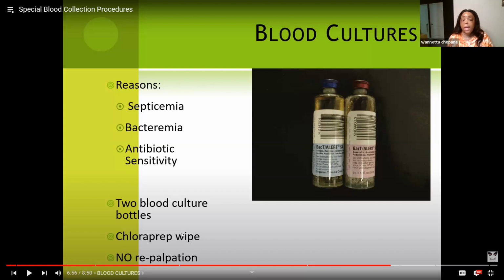But just know that the doctor is checking for septicemia or bacteremia or both. And you use both bottles at all times unless you're working on a pediatric unit. You use the ChloraPrep wipe to wipe the skin to collect the culture. Okay. Do I have any questions regarding that blood culture?